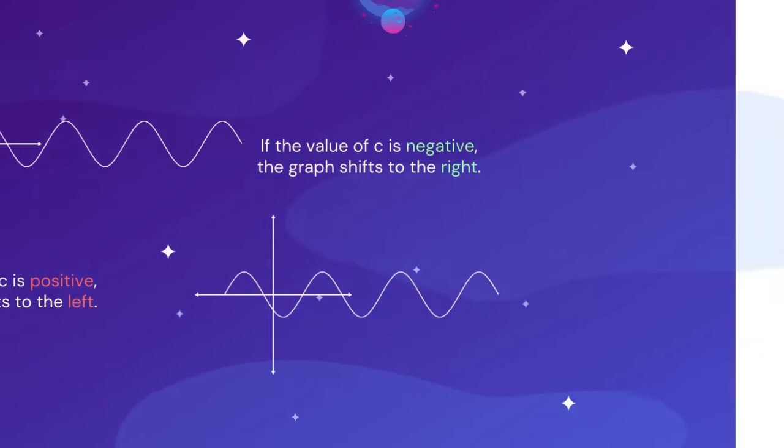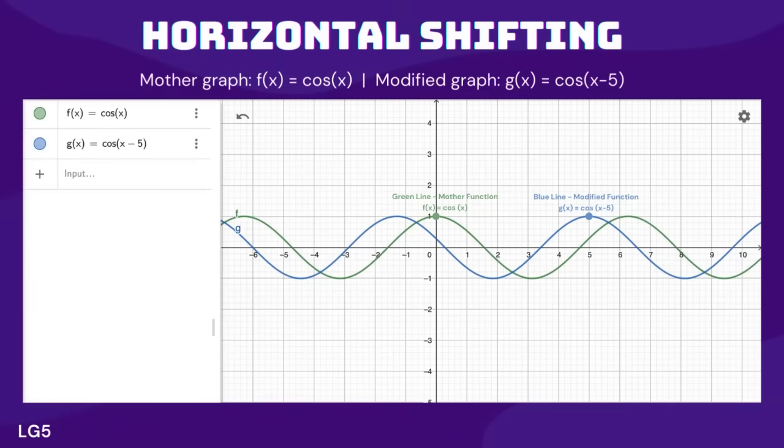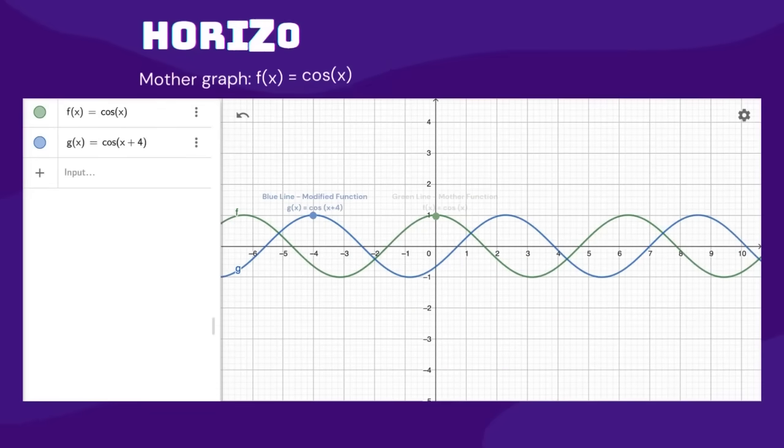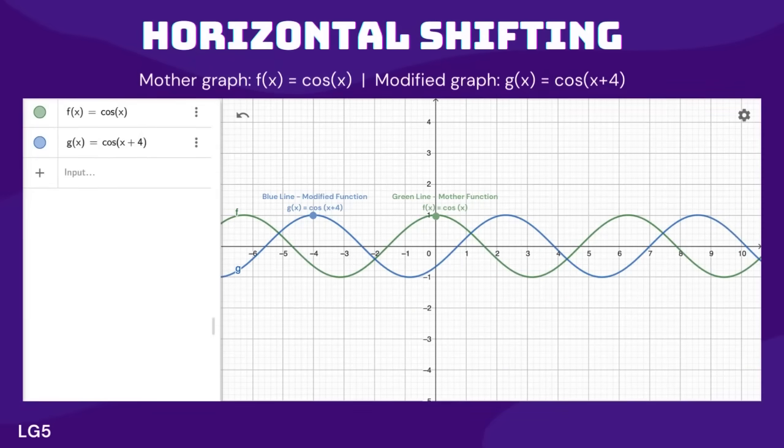Very easy to understand. To deepen our understanding of phase shifts, let me give you some examples, starting with g of x equals cosine of the quantity x minus 5. Compared to our mother function, f of x equals cosine of x, we can see here how the graph shifts 5 units to the right. Why? Because the value of c is negative. And with another example, g of x equals cosine of the quantity x plus 4. This time, compared to our mother function again, we can see the graph move 4 units to the left. Why? Because the number presented in the parentheses with the x is positive.